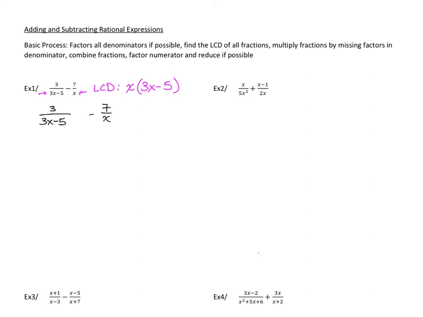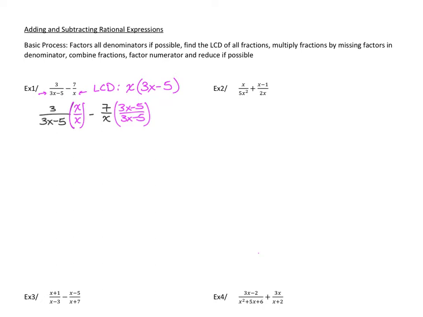I will multiply the first fraction by x over x, because x is what's missing in this first denominator. And I will multiply the second fraction by 3x minus 5 over 3x minus 5, because the 3x minus 5 in this LCD is what's missing in this second denominator. Why do we do that? Well, in order to see that, I need to continue to the next step here.